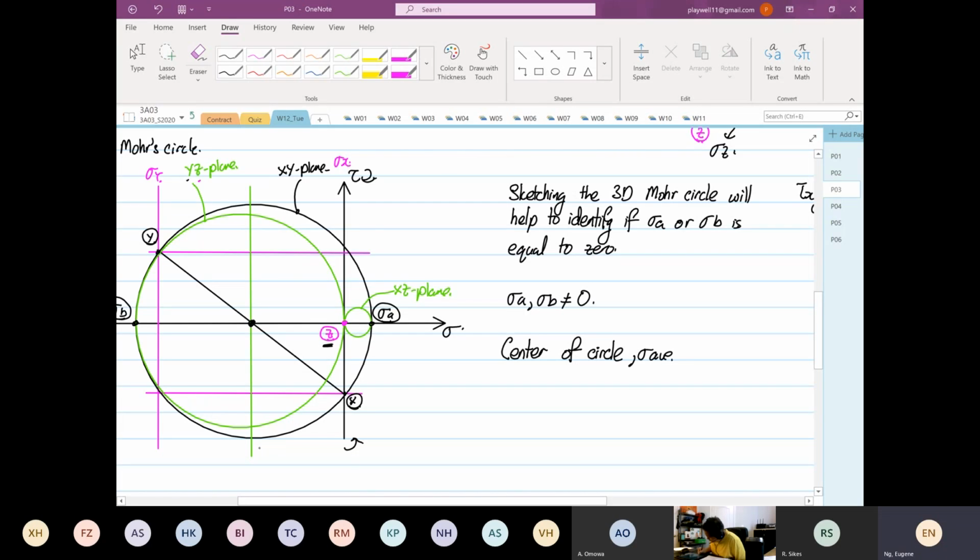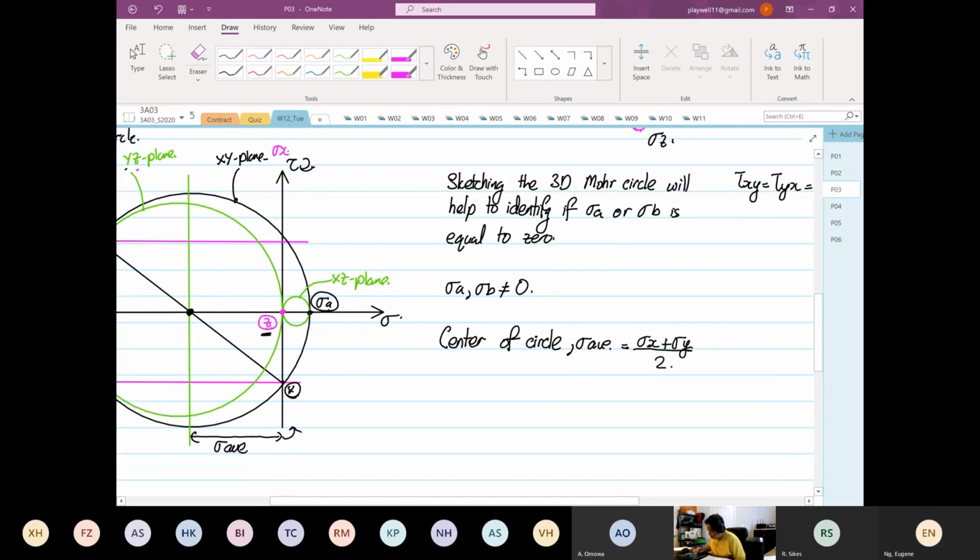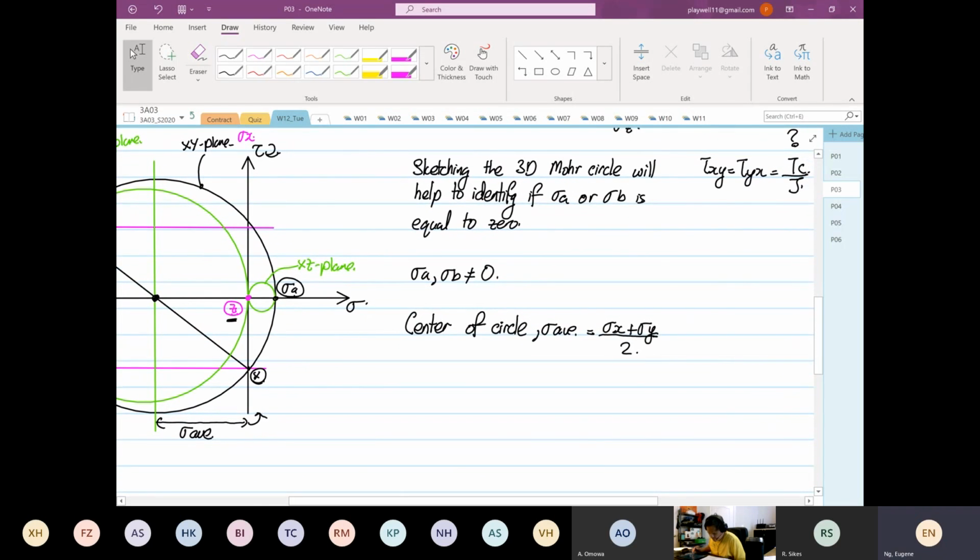So we know the distance from here to here. This is our stress average. So this will be equal to stress X plus stress Y, and the whole thing divided by 2. Stress X is equal to 33.953 times 10 to the power 3 plus stress Y equal to 0, divided by 2. Sorry, stress X is equal to 0. I do apologize. Stress Y is not equal to 0.